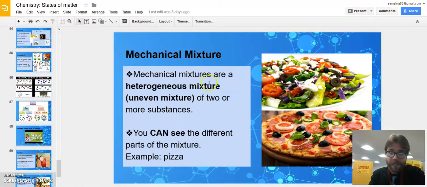A mechanical mixture is when you can see all the different parts of a mixture. You can see everything that's inside of it. For example, this pizza, you can see all the different parts. For example, this salad, you can see all the different parts.